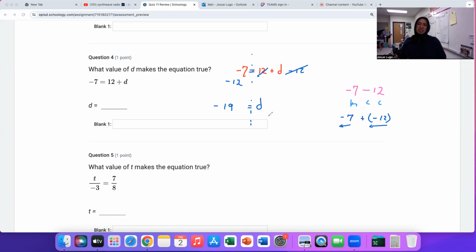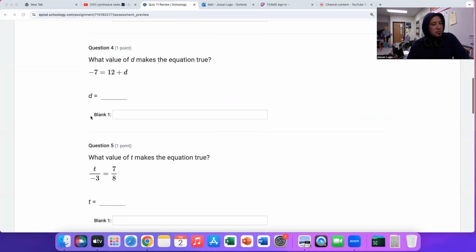So D has to be negative 19. Let us see if that makes sense. If I try to combine 12 positives with 19 negatives, since I am combining them, but they have different signs, I'm going to subtract them. We have more negatives, so 19 minus 12 is indeed 7 negatives. So yes, negative 19 would be the answer. As you can see, guys, I'm just following the same process every time.